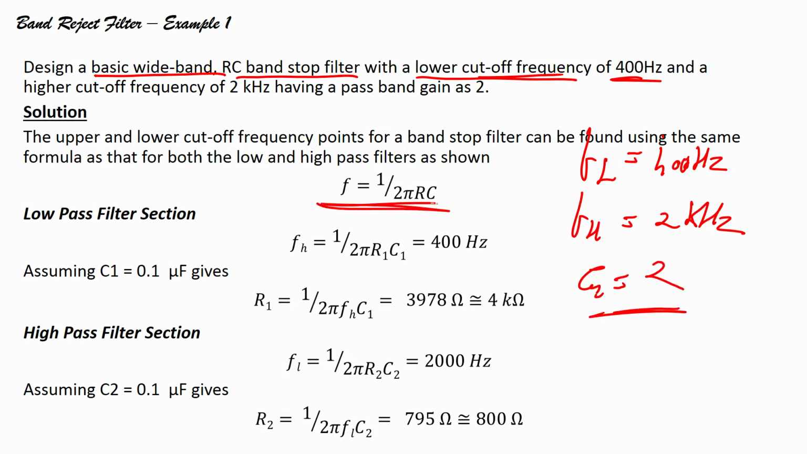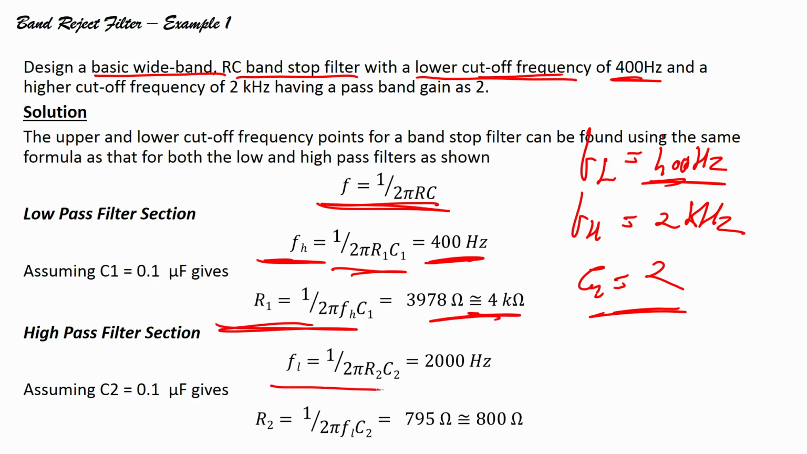Now, we know this formula. FH equals 1 upon 2 pi R1C1. So, we have 400 hertz already, and R1 will be nothing but 4 kilo ohms, very easy. In the same way, FL equals 1 by 2 pi R2C2. We already know FL is equal to 2 kilohertz or 2000 hertz. So, R2 would be nothing but 800 ohms.